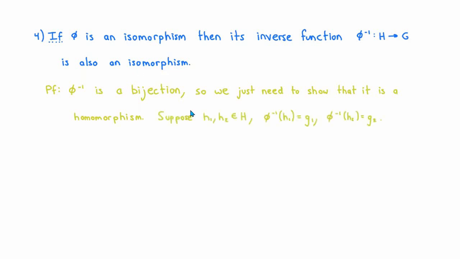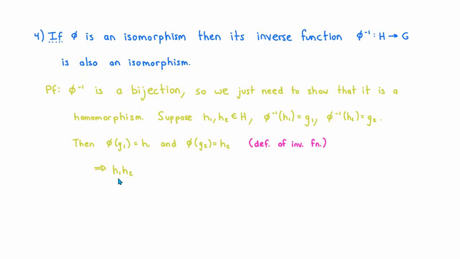isomorphism. Okay, well, in order to do that, let's suppose that we have two elements, h1 and h2 in H, and that the inverse function maps h1 to g1 and h2 to g2. Well, by the definition of inverse function, that's just another way of saying that phi of g1 is h1 and phi of g2 is h2. Now what we're aiming to show is that phi inverse of h1 h2 is equal to phi inverse of h1 times phi inverse of h2.